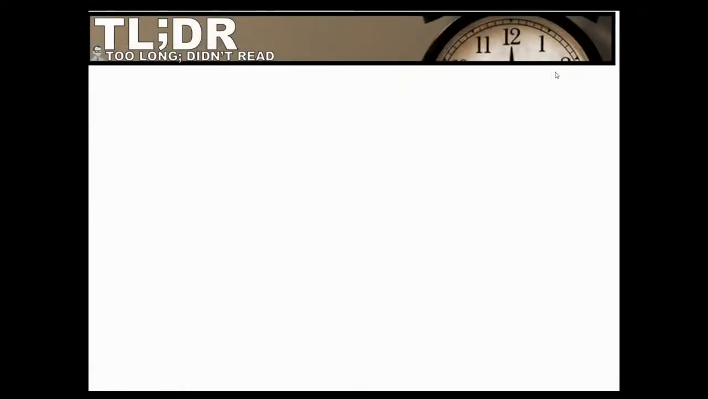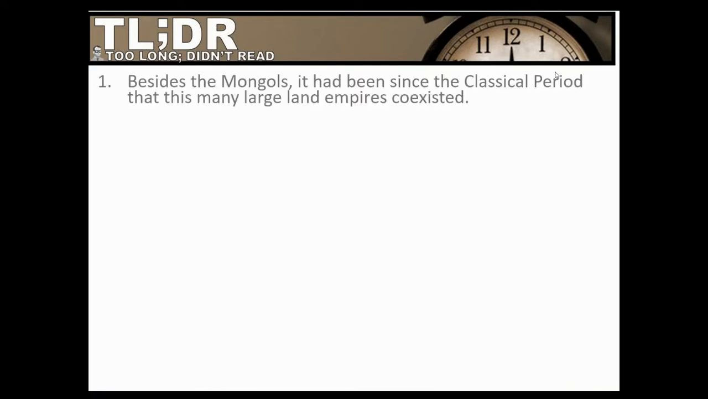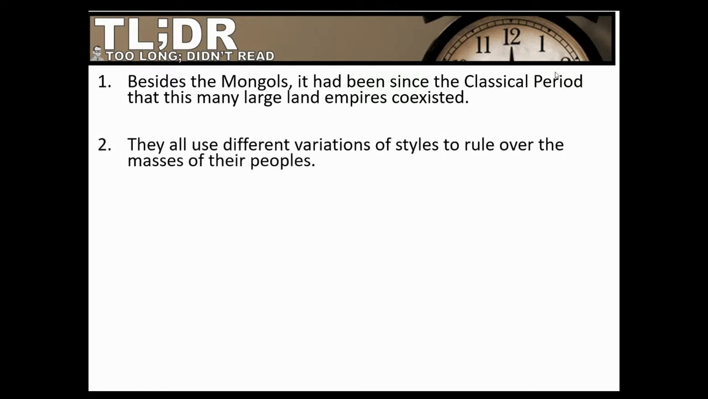All right, so looking over kind of how empires operated. Let's take a look. So besides the Mongols, it had been since the early classical period with like the Han Chinese or the Roman Empire that you've had this many large land empires existing at the exact same time. They all use different styles to rule over the masses of people, but sometimes there's a lot of overlap.